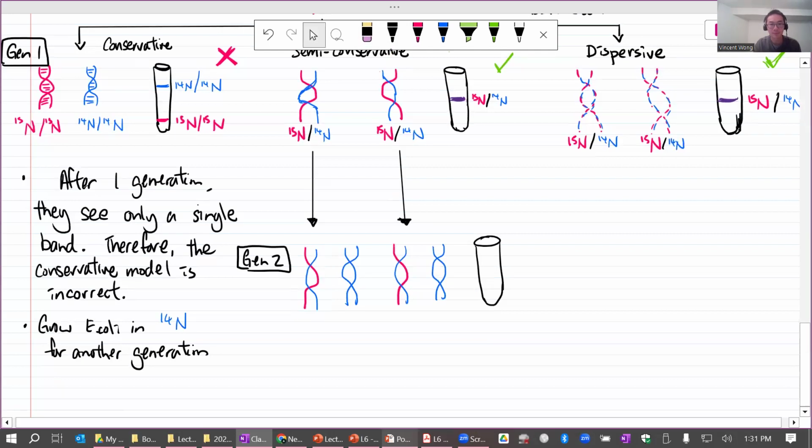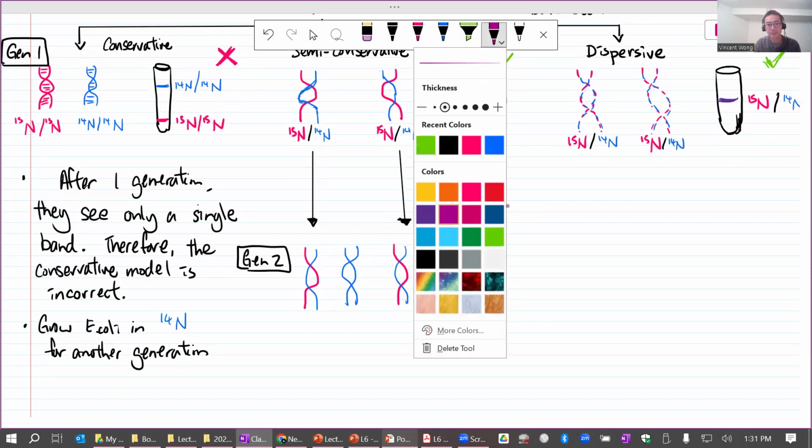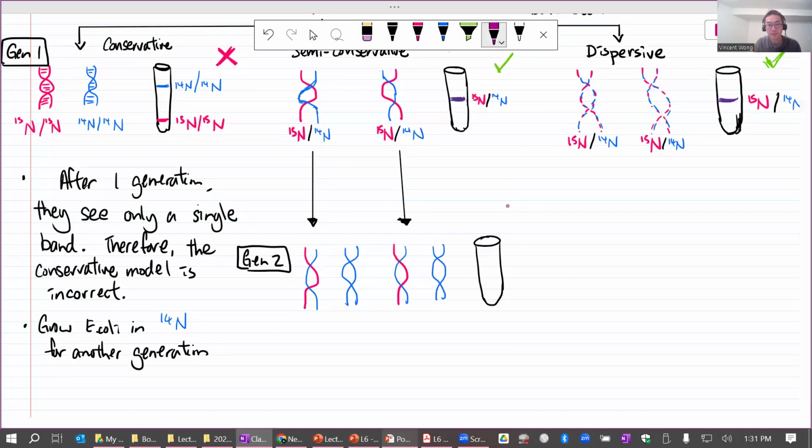Where is it gonna be? Where are we gonna see it? On the top. The low is the bottom. N15 and 14 will be at the middle. That's right. And the N14 and 14 at the top. That's right. So this is the 14 14, and then you will have the 15 14 in the middle.